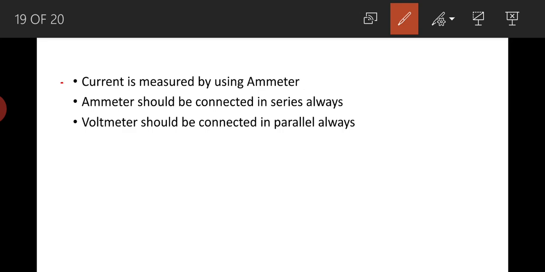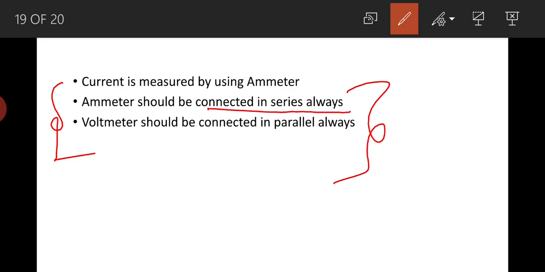And remember two important points here. An ammeter should always be connected in series and a voltmeter should always be connected in parallel. I'll tell you the reason why an ammeter should be connected in series and why a voltmeter should be connected in parallel in the coming sessions.